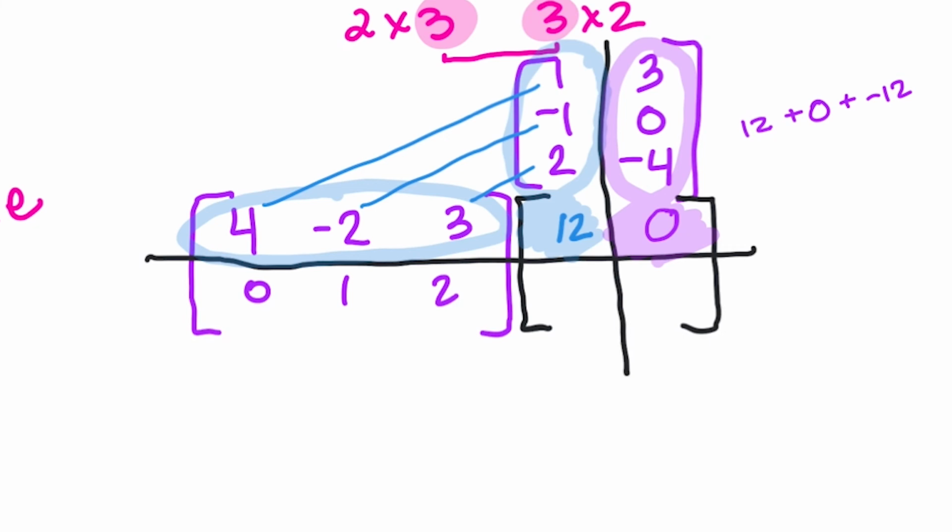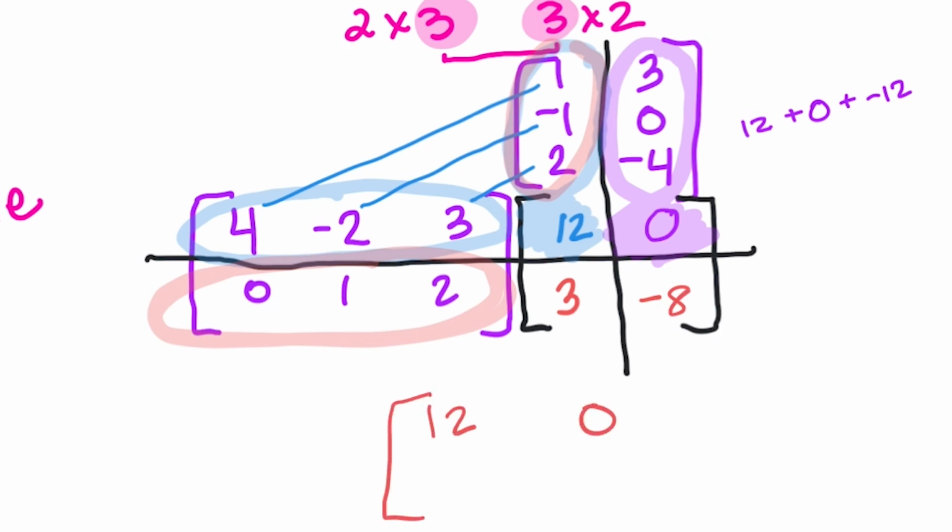Then down here we are moving on to this second row, multiplied by the first column. So 0 times 1 is 0, 1 times -1 is -1, 2 times 2 is 4. So that's 0 plus -1 plus 4, which is 3. And then lastly, we would have 0 times 3, which is 0, 1 times 0, which is 0, and then 2 times -4, which is -8. So our answer is 12, 0, 3, -8.